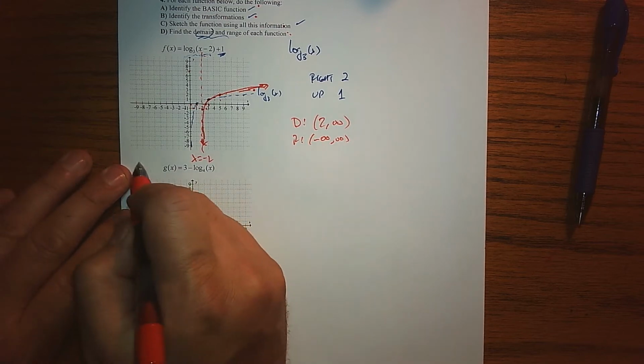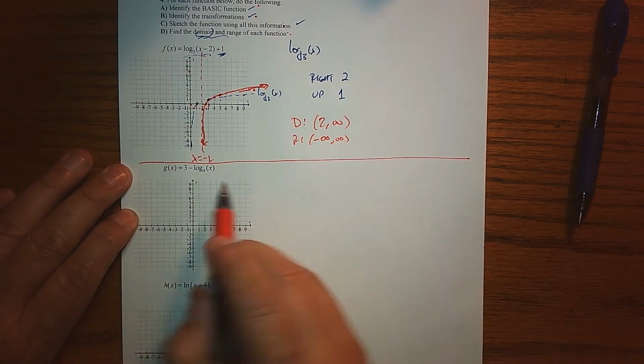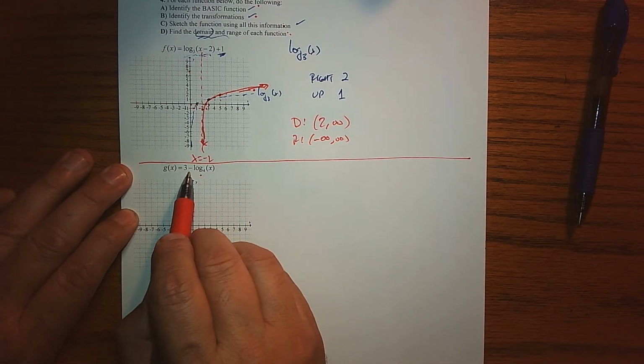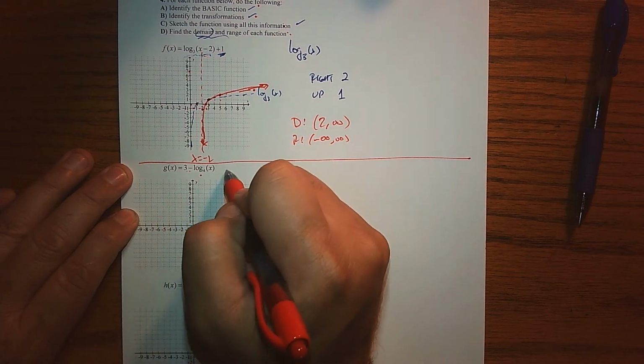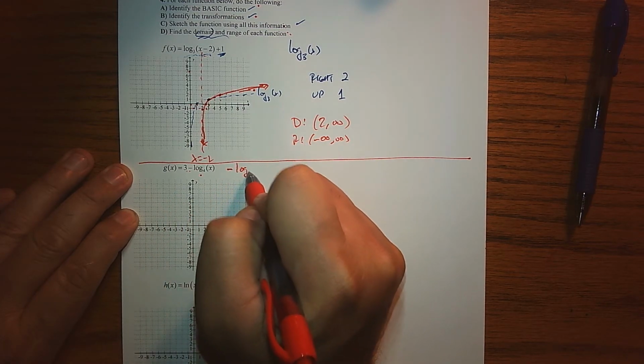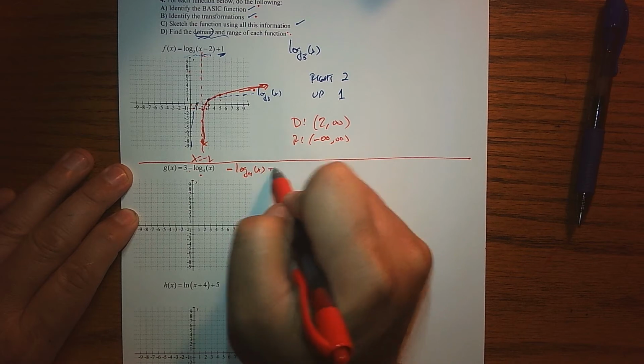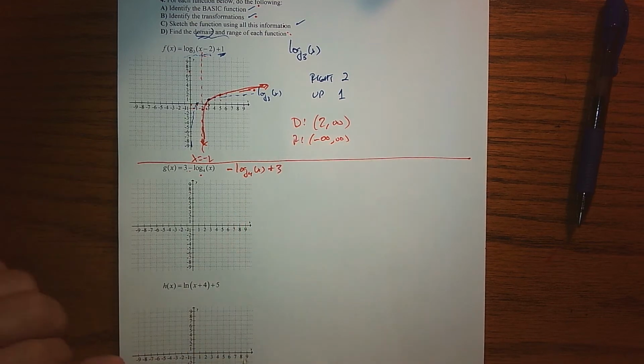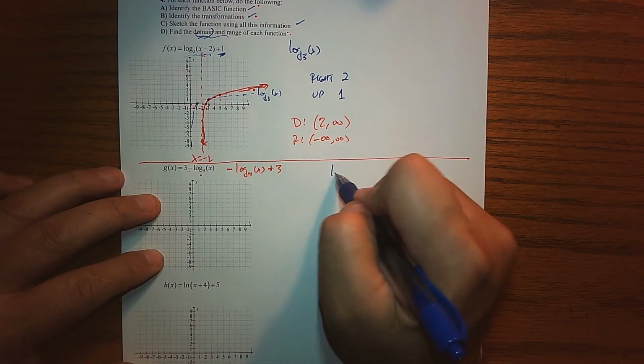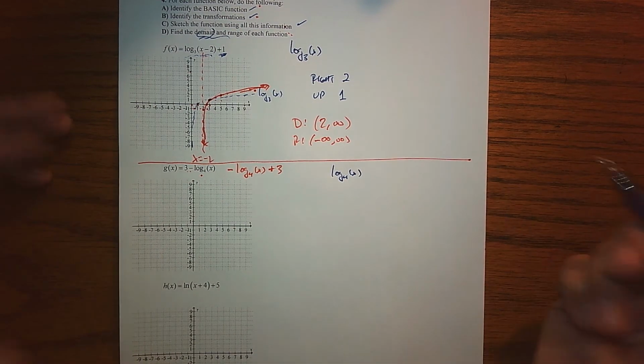So what about this next function? Well, we're talking about log base 4 of x, and it's being subtracted. If I rewrite this, this is negative log base 4 of x plus 3. That might be a better way to look at this thing. So what's the basic function? Well, it's log base 4 of x. What does that look like?